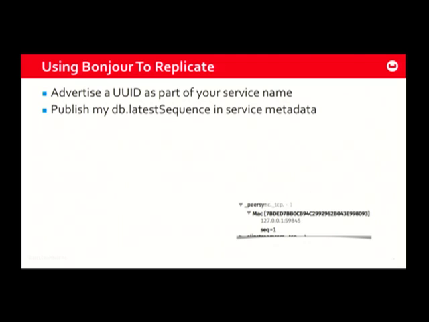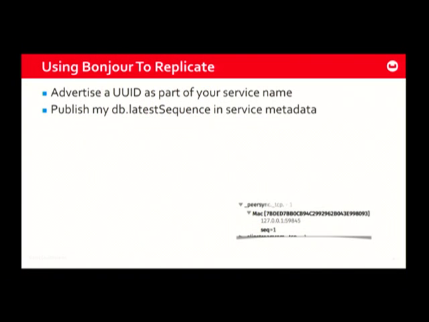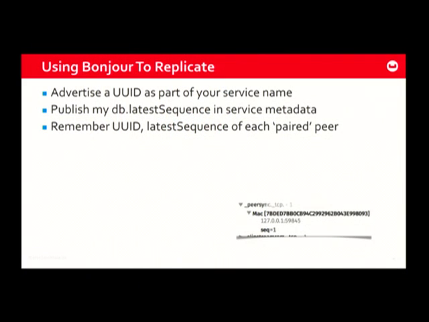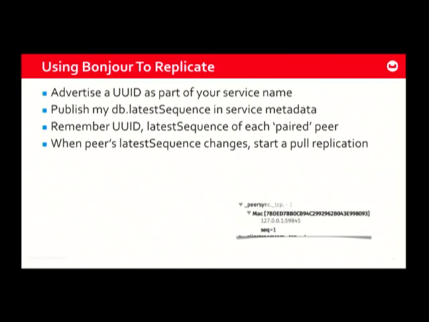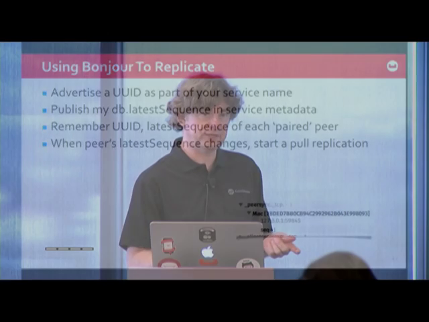So by publishing this number in your record and updating it every time it changes, which you can do by listening for database change notifications, you are advertising to the other peers on the LAN whenever your database changes. Because they can be browsing and they'll get notified that your metadata has changed and that number is different. So then when the user picks peers that they want to pair with or follow or whatever, you just remember the UUID of that peer and the latest sequence that they're currently advertising, and you store that persistently. Then when you're browsing, when you're watching that peer and you see that it's now advertising a latest sequence larger than the number that you stored, you know it must have new stuff. So then you trigger a pull replication.